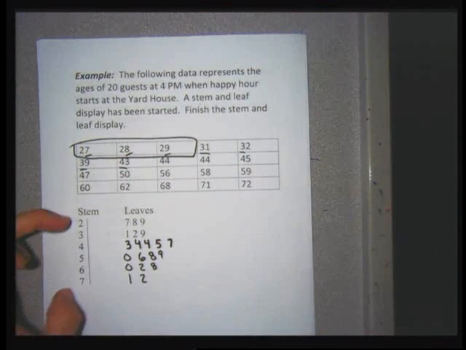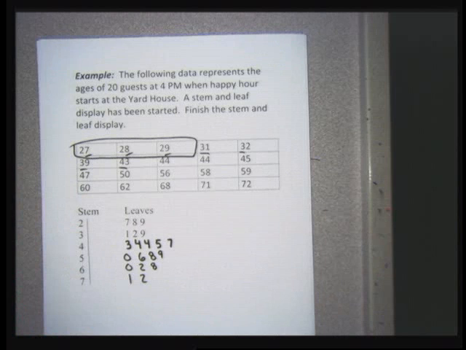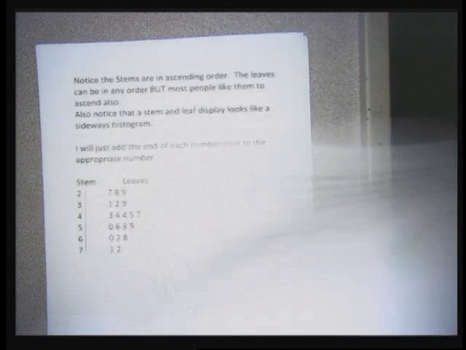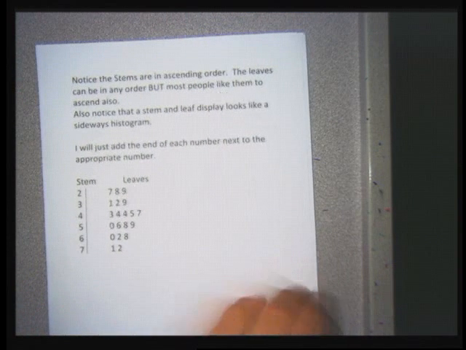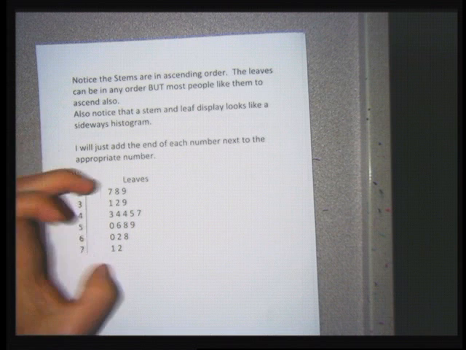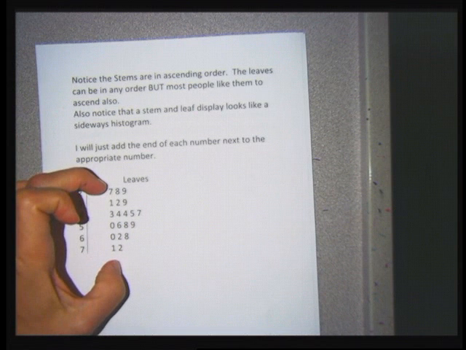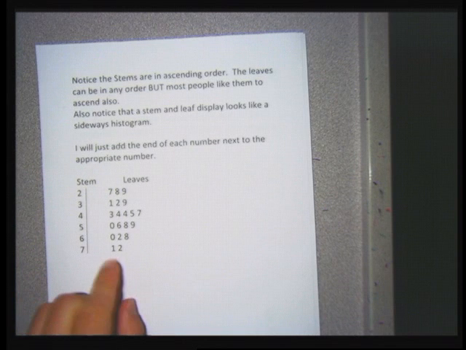From a stem and leaf display, you can see all the data that makes up the display. So it's kind of nice. It doesn't destroy the data like a histogram does. It says here that the leaves don't have to be in ascending order, but I don't think I've ever seen a stem and leaf display when the leaves weren't in ascending order.